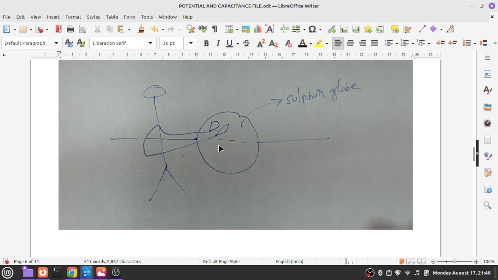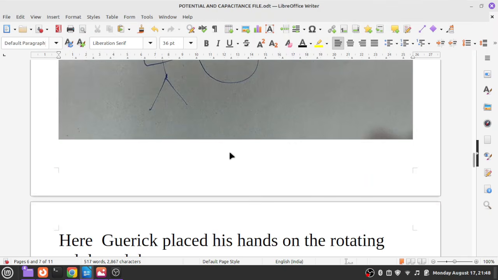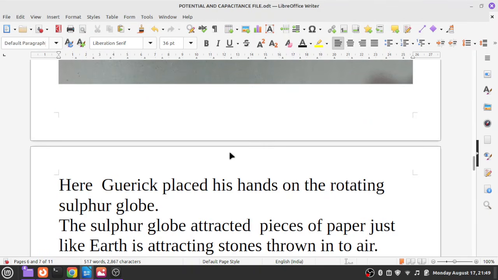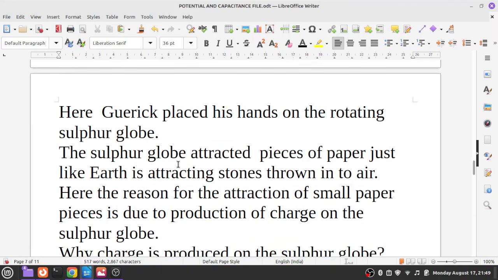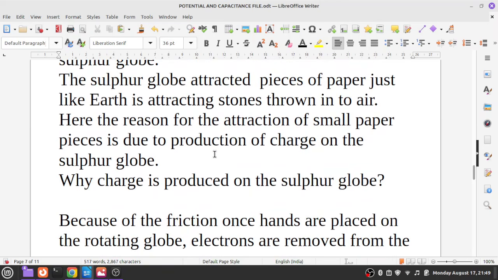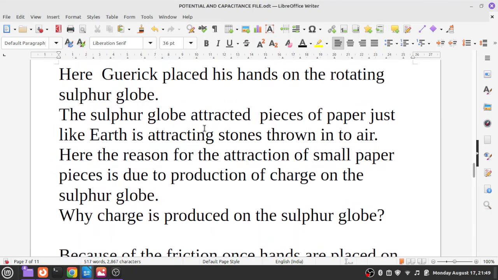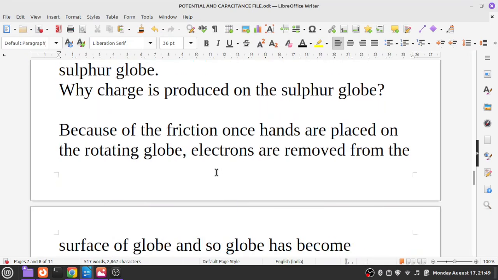If an apple is cut from the tree, immediately our earth attracts that apple. Similarly here, the sulfur globe, once rubbed with hands, was able to attract paper pieces, just like our earth is attracting an apple. So this gave so much satisfaction to Guericke. But actually Guericke didn't know that the sulfur globe acquired charge because of its friction with the hands. Okay, let us see how the sulfur globe attracted paper pieces.